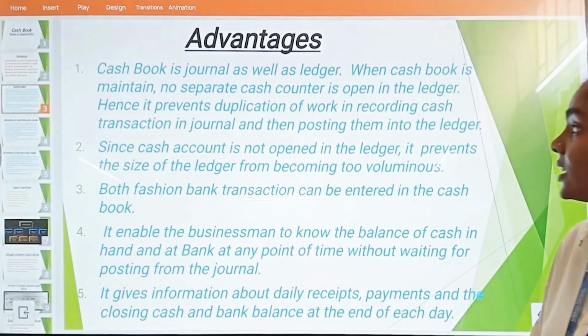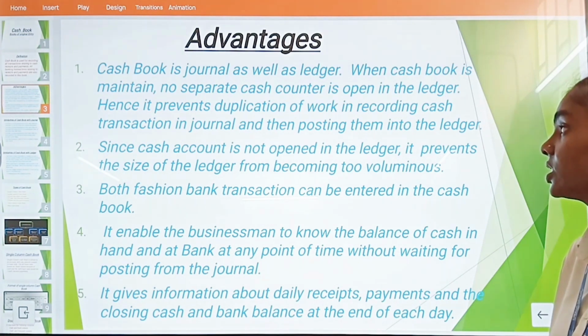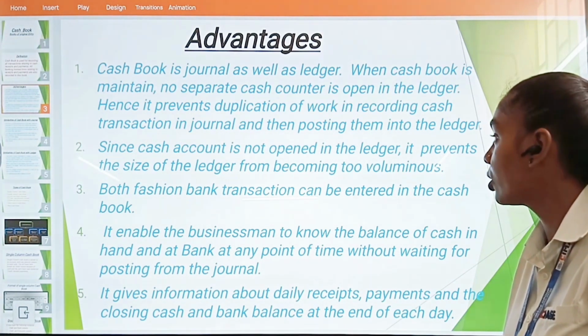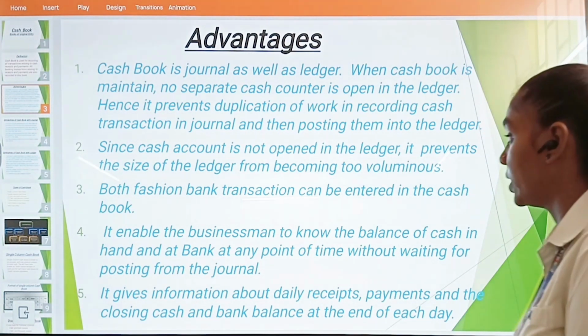Cashbook is journal as well as ledger. When Cashbook is maintained, no separate cash account is opened in the ledger, hence it prevents duplication of work in recording cash transactions in the journal and then posting them into the ledger. Second, since cash account is not opened in the ledger, it prevents the size of the ledger from becoming too voluminous.